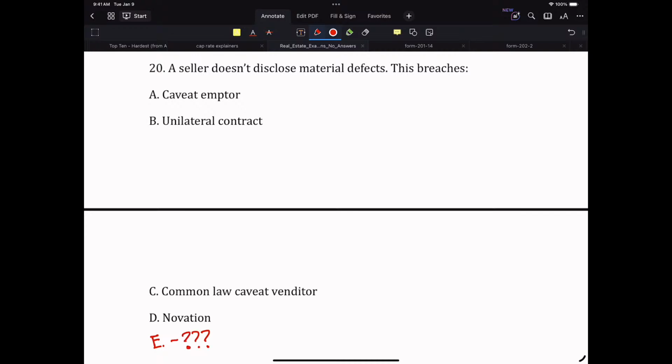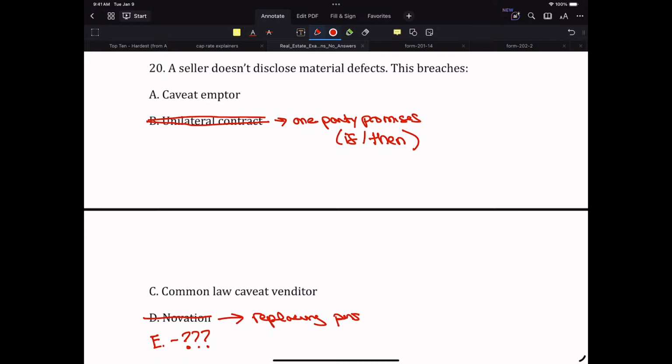All right, well, let's see what I could get rid of. I know I could get rid of unilateral contract because we know that's where one party promises to do something. It's an if and then. So it's not unilateral contract. We know it's not novation because that's replacing a person with another person. So now we're down to caveat emptor and common law caveat venditor.